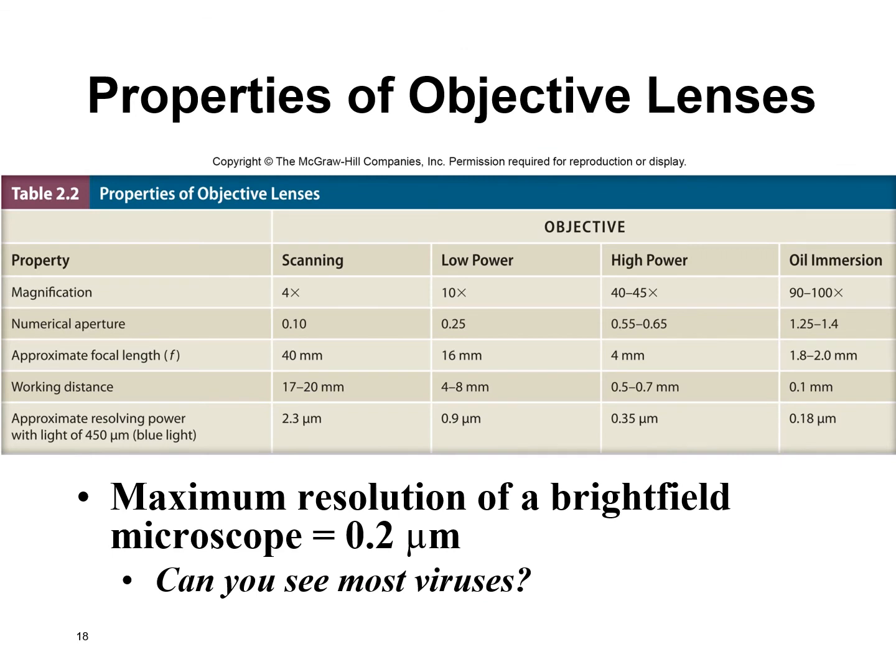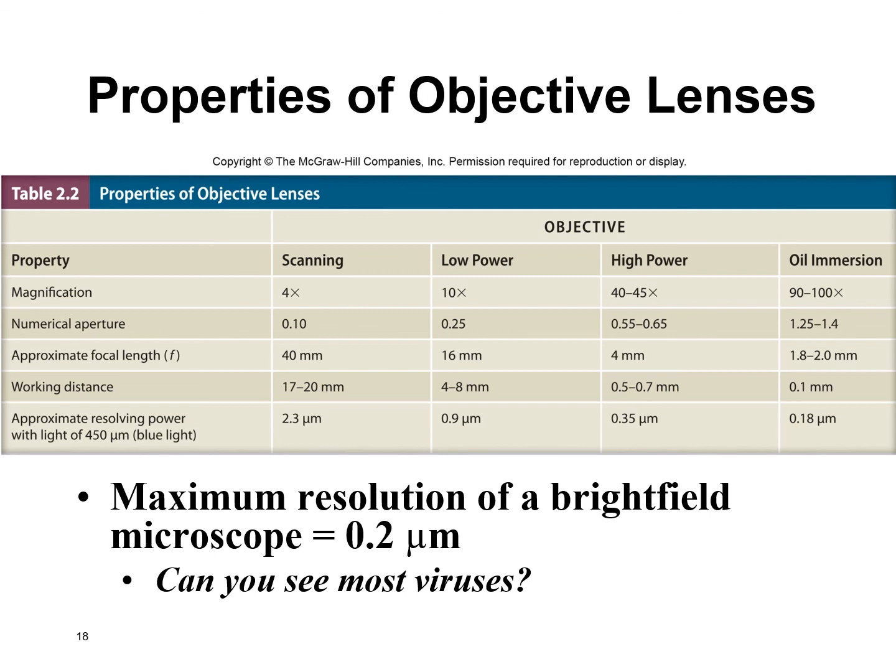Okay, and then this table you don't have to memorize, but it's just good to take a look at. And this is just looking at the different objective lens power going from the 4x up to the 100x lenses. And you just need to realize what's going on.